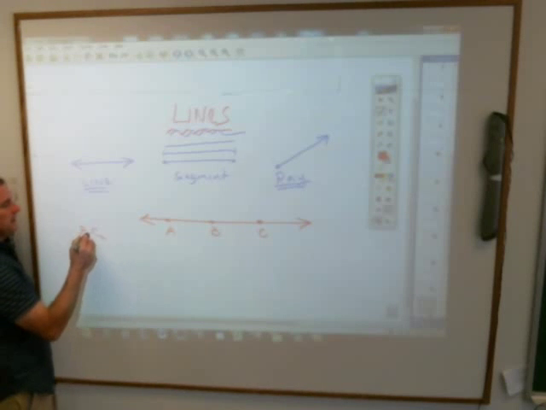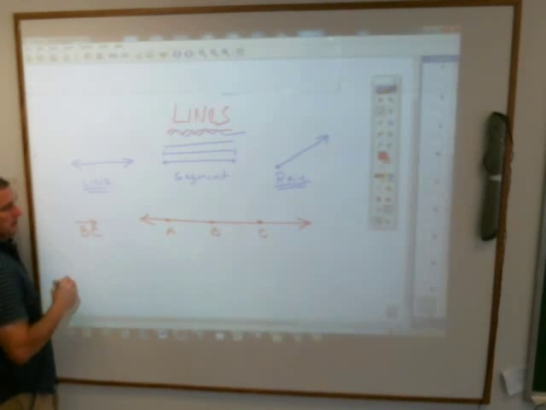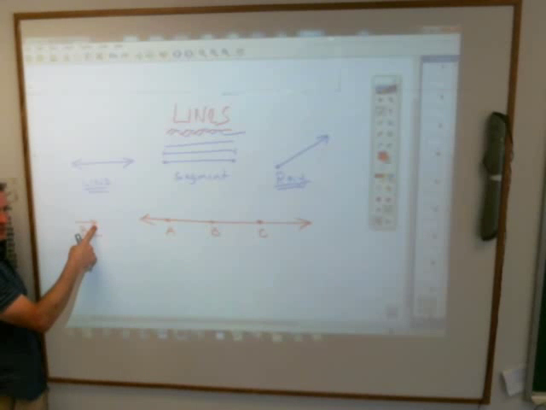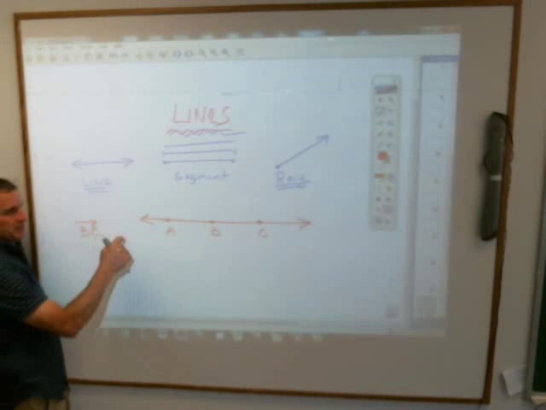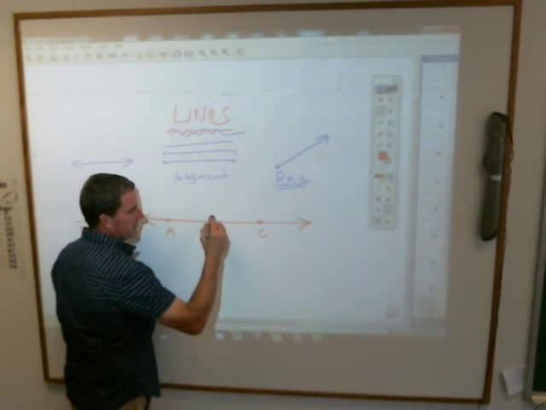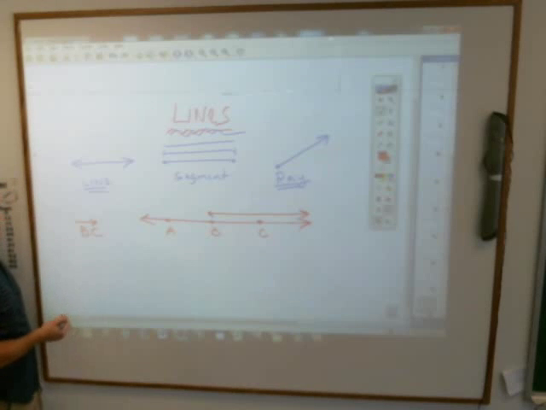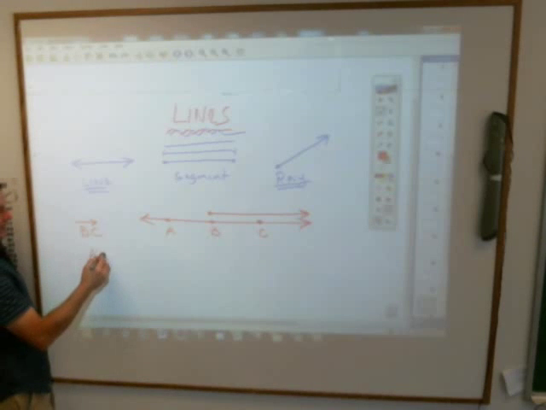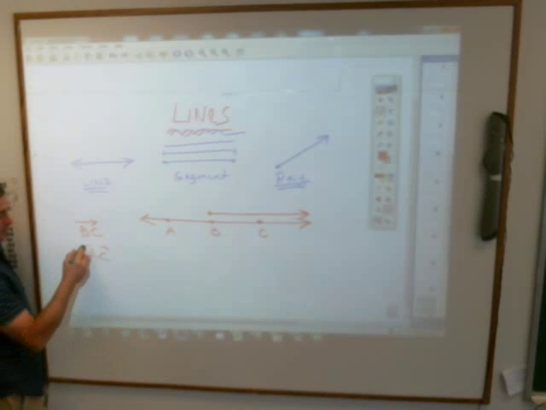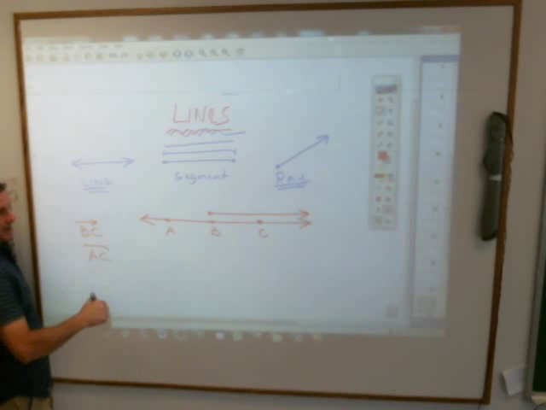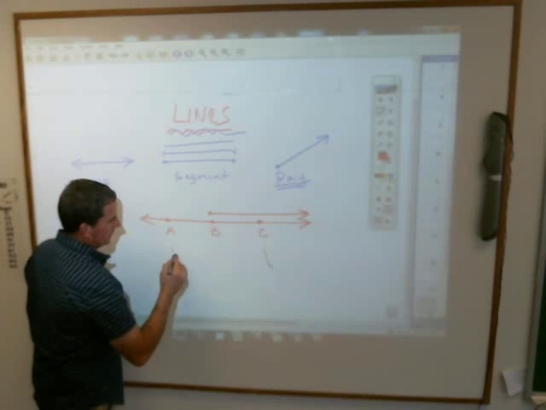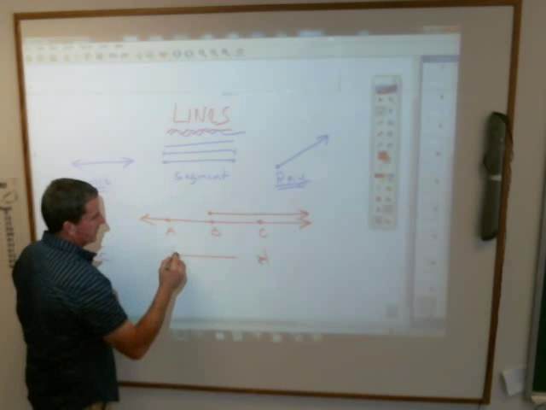You put BC, and then you put an arrow on half of it. The starting point is B. That means this thing right here. You're talking about BC. It starts at B, goes forever this way. If I were talking about segment AC, I would put AC, and I'd put a line above it that doesn't have arrows. That means this. You're only talking about this piece of that line from there to there.